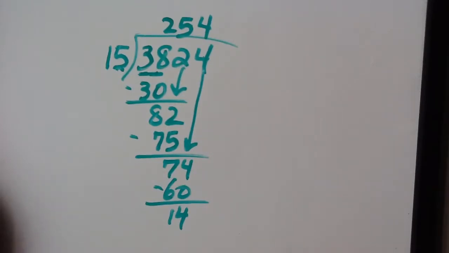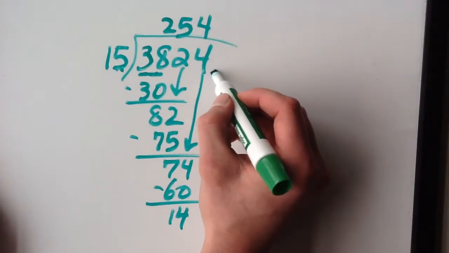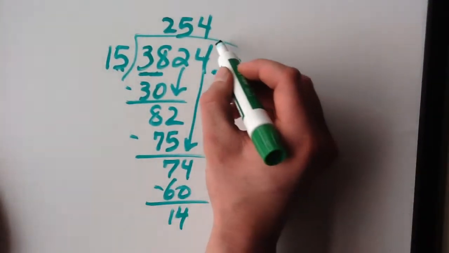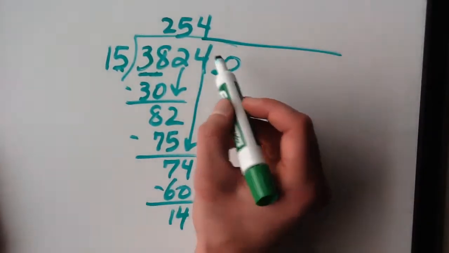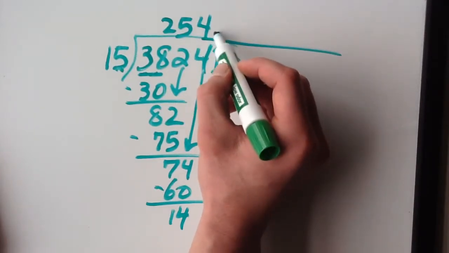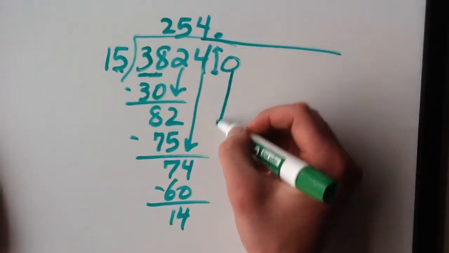Well, where is the decimal? I don't see it. Well, if you don't see it, it's after the last digit that you do see. It's right there after the 4. And after that decimal, I can add placeholder zeros. Now remember, in your quotient, your answer up here, the decimal point goes straight up. So it's right after that 4 in my quotient. Okay, now that I've added a 0, I can bring it down.